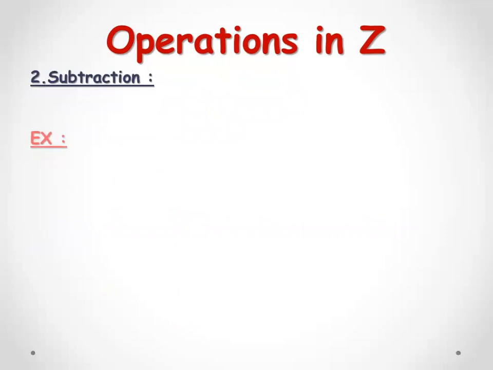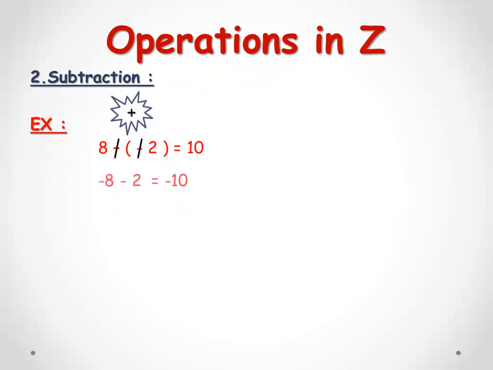Second operation, subtraction. For example, if I'm asking you 8 minus negative 2. As I told you in school, negative minus, I'm going to cross them together and put plus instead. So 8 plus 2 equal 10.